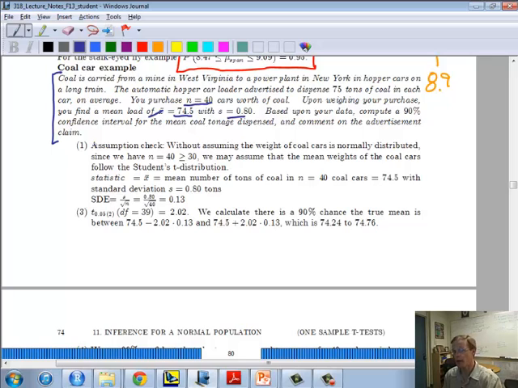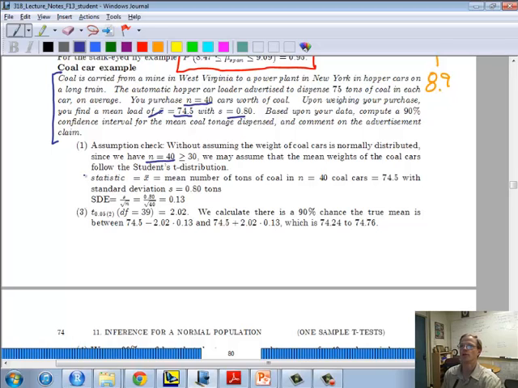Now, what we don't have is knowledge that the variable, a single load of coal, is normally distributed. But we do have a large sample. And given that large sample, the central limit theorem is going to kick in. And so these means are going to follow the t distribution, at least approximately close enough, because of that large sample size. Okay, you can ask in class. It'd be a great question to ask.